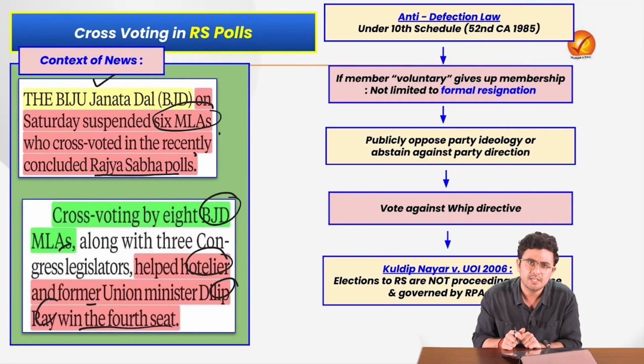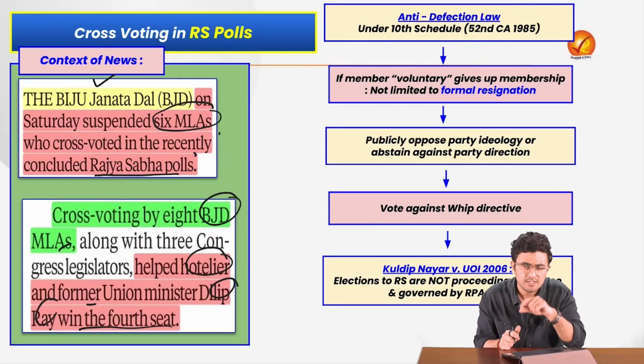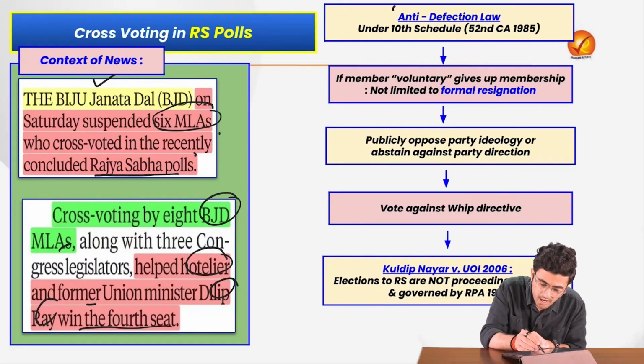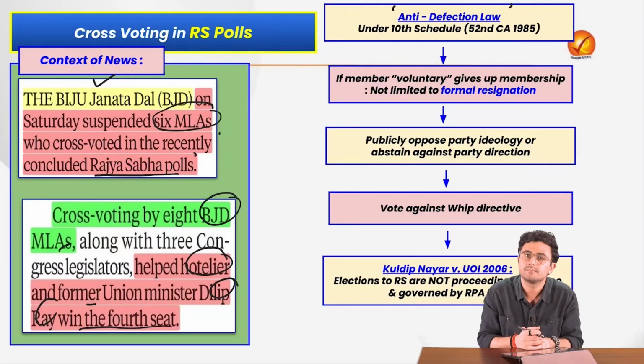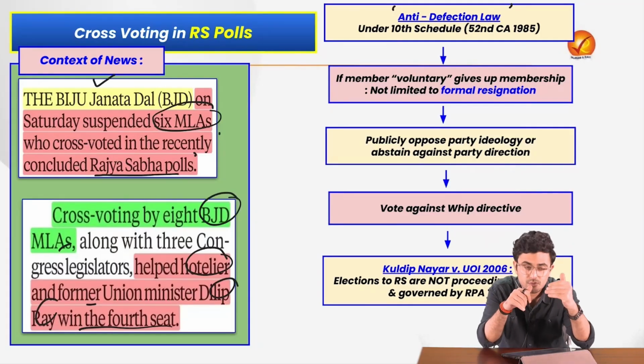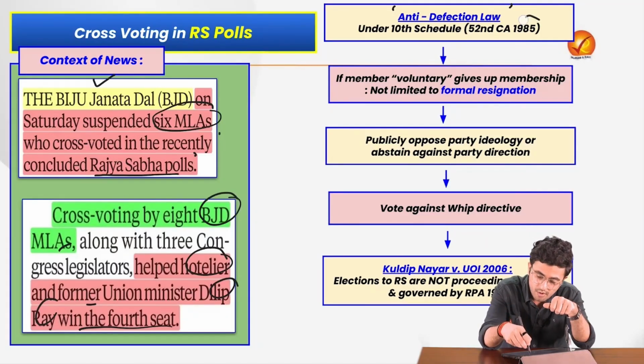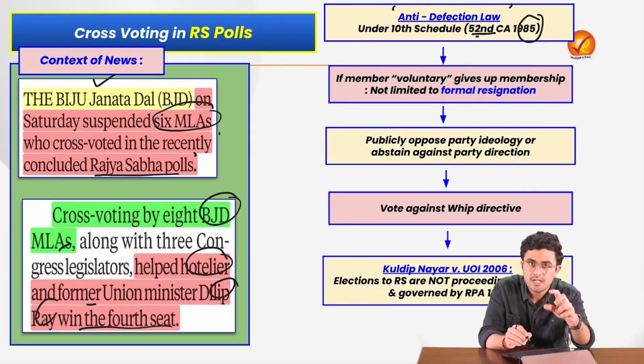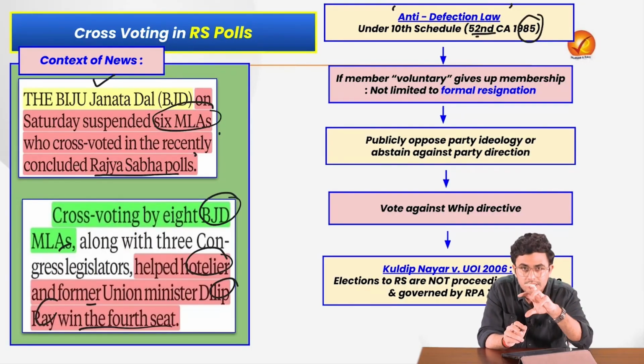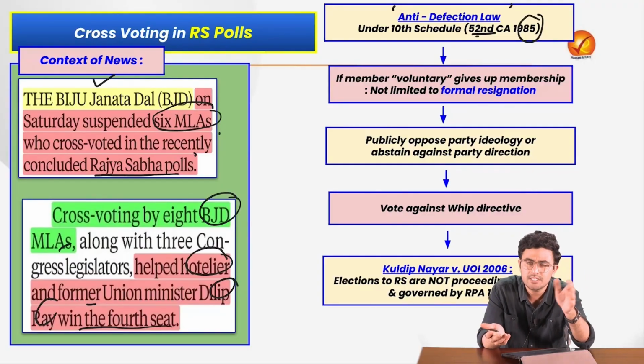So some of you might be saying, why have these people only been suspended and not charged under the anti-defection law? The anti-defection law was introduced in the year 1985 through the 52nd Constitutional Amendment Act to curtail the issue of Aya Ram Gaya Ram, where members of parliament and members of state legislative assemblies used to frequently change parties.